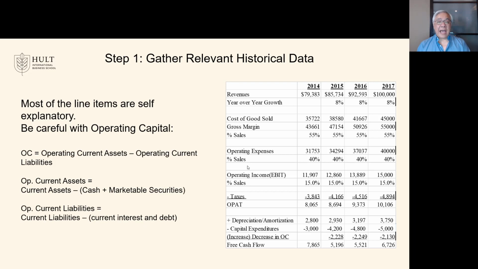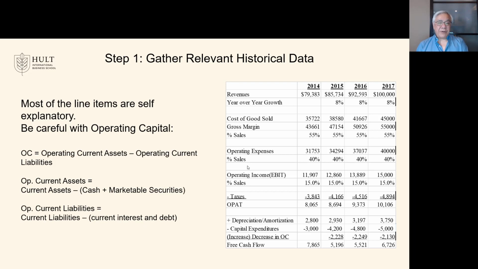Those adjustments are add back depreciation, which is a non-cash item. We subtract the estimated capital expenditures for those future years. The last one is the one that causes students most confusion, and that is the estimation of operating capital. So here we see the definition of operating capital. It equals the operating current assets minus the operating current liabilities. And you may say, that sounds like working capital.